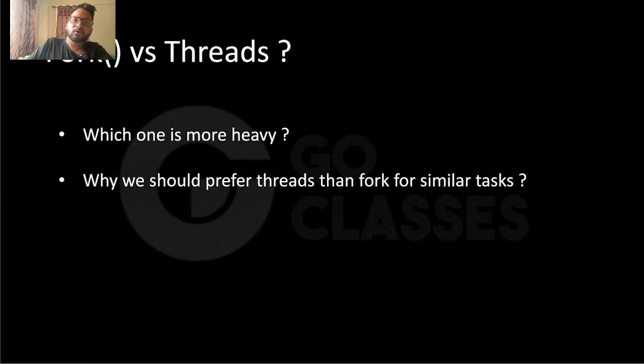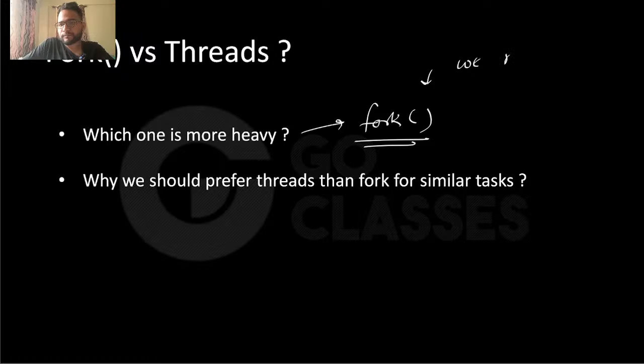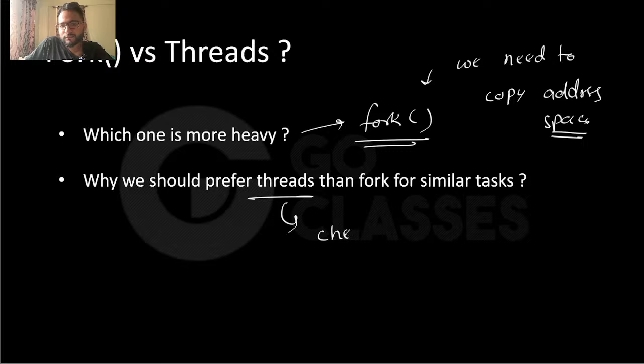Fork versus threads, which one is more heavy? Obviously fork, right? Because we need to copy the whole address space. So why should we prefer threads over fork in a similar task? Because they're cheaper, right? Threads are cheaper.